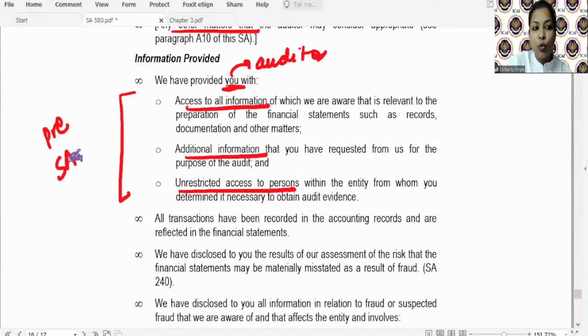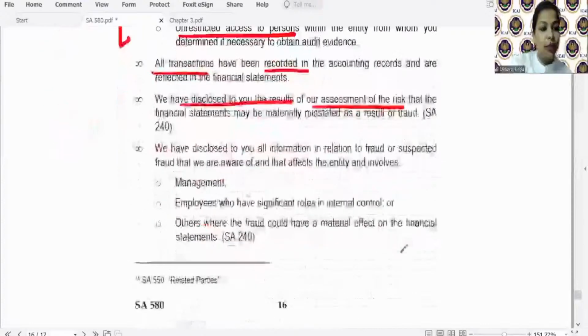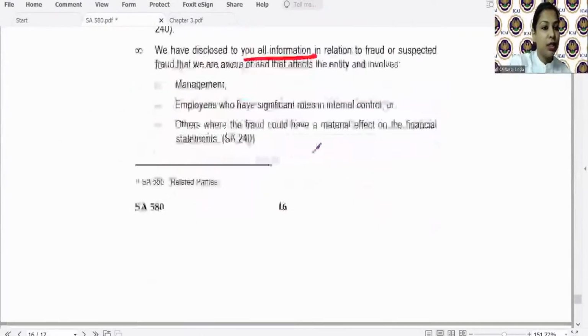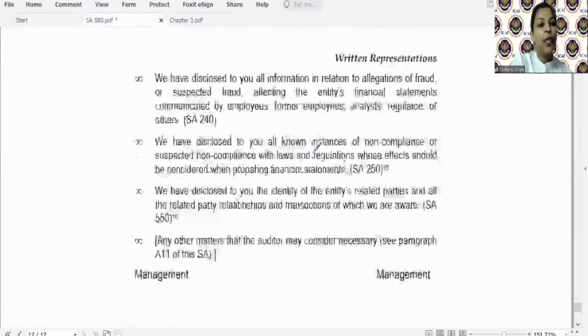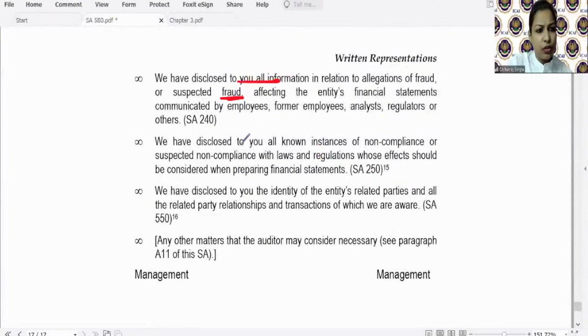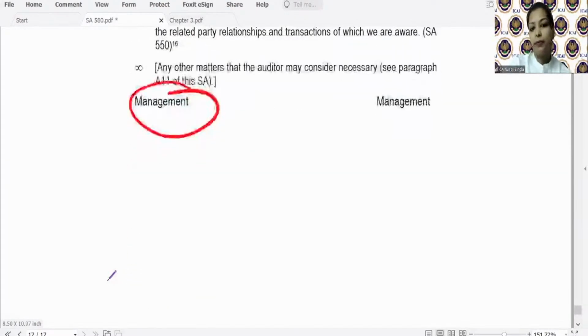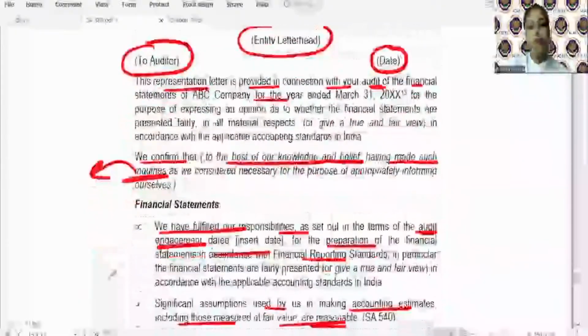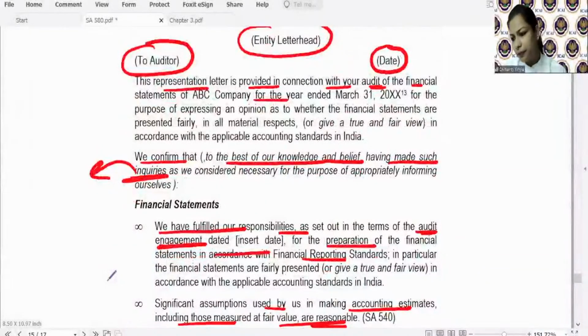Preconditions, which you have studied in SA 210. Yes. All transactions have been recorded. We have disclosed to you the results of our assessments. We have disclosed to you all the information related to fraud. We have disclosed all the information relating to fraud and non-compliance, if any, we have told everything. And see, it will be signed by the management. Clear? Practically also it will be the same as what you are studying. Okay, is it clear?